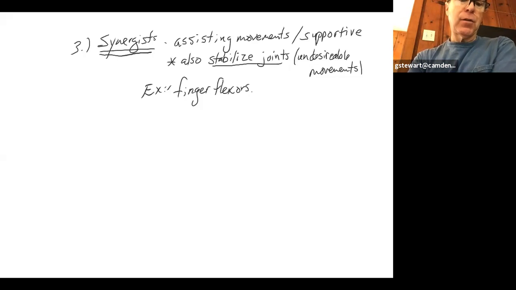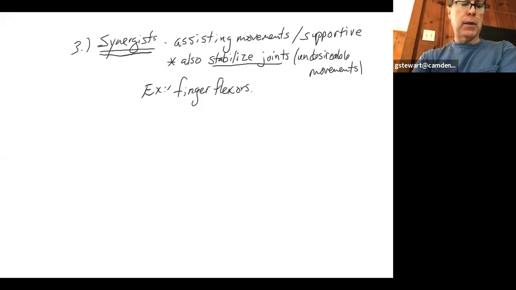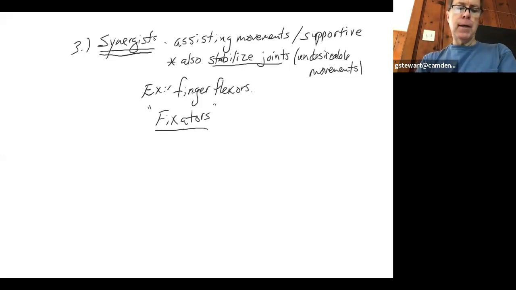So that's your classic example that your book gives, that all of the muscles around your wrist joint, which is fully movable, are stabilizing undesirable movements if you don't want to flex your wrist when you make a fist. A subcategory of synergists are fixators, F-I-X-A-T-O-R-S. These are specifically where synergists immobilize an origin of a bone. Then the prime mover has a stable base on which to act.